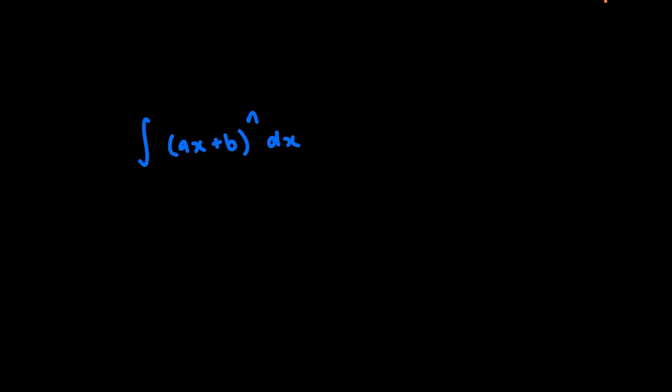In this video, we're going to be looking at how to integrate basic polynomial equations. If we have an integral that looks like this, (ax + b) to the power of n, it's a very simple integral. The first thing we need is the derivative of this inside bracket, in other words, the derivative of ax + b. And the derivative of ax + b, we know in this case, is simply just a.